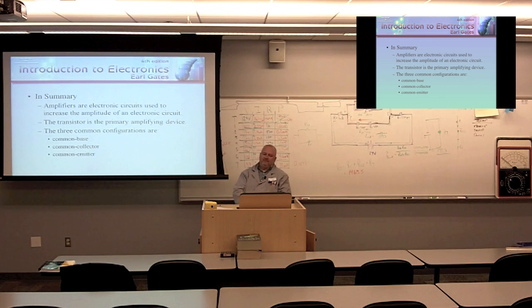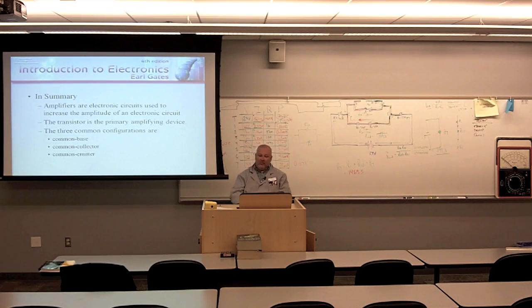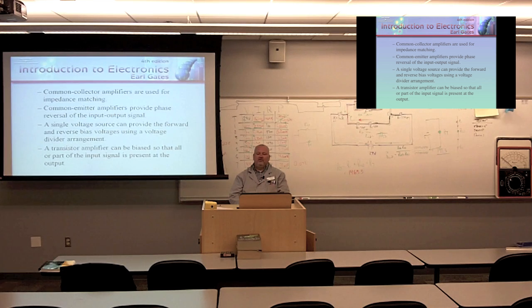In summary, amplifiers are electronic circuits used to increase the amplitude of an electronic signal. The transistor is the primary amplifying device. 3 common configurations: common base, common collector, common emitter. And by common base, common collector, common emitter, it means what are we using as a reference point for the input and the output. Common collector amps are used for impedance matching. Common emitter amps provide phase reversal of the input-output signal. It's the only one that inverts the phase.